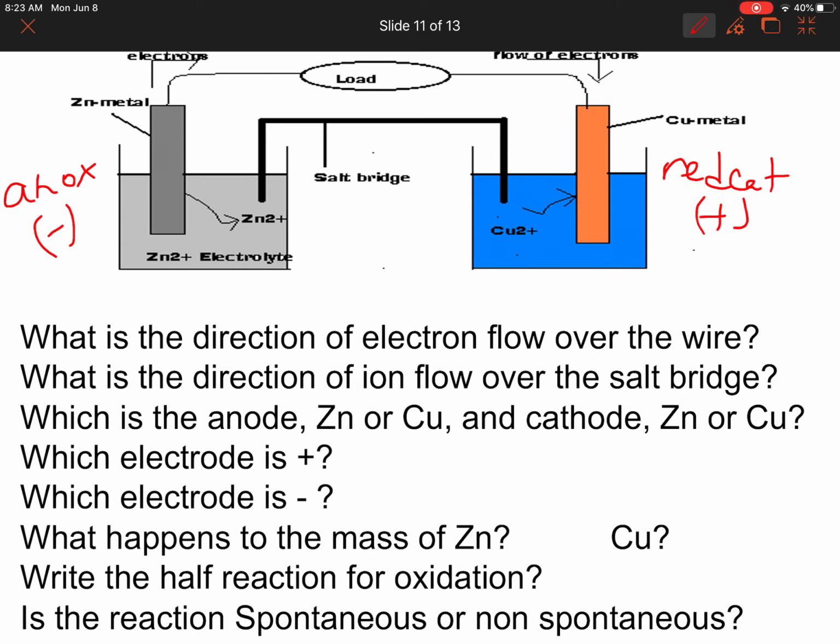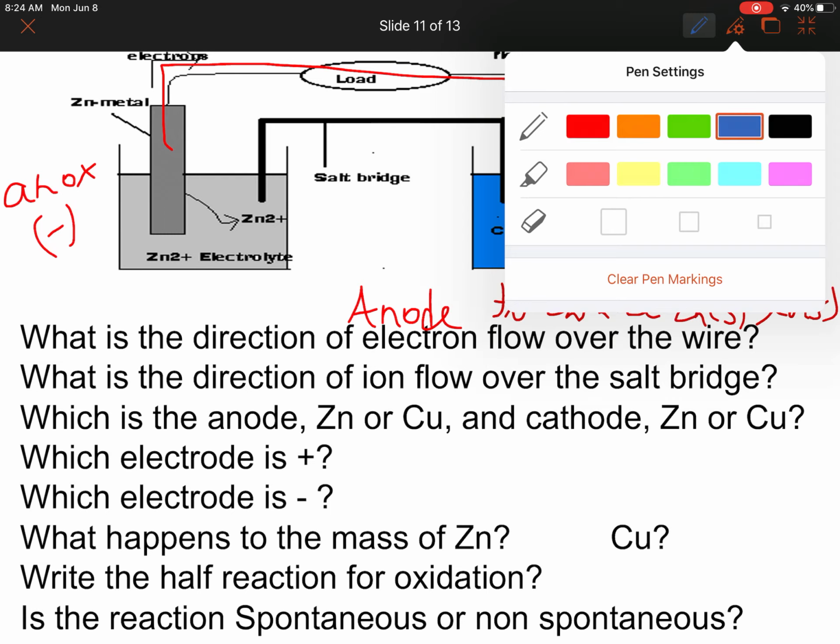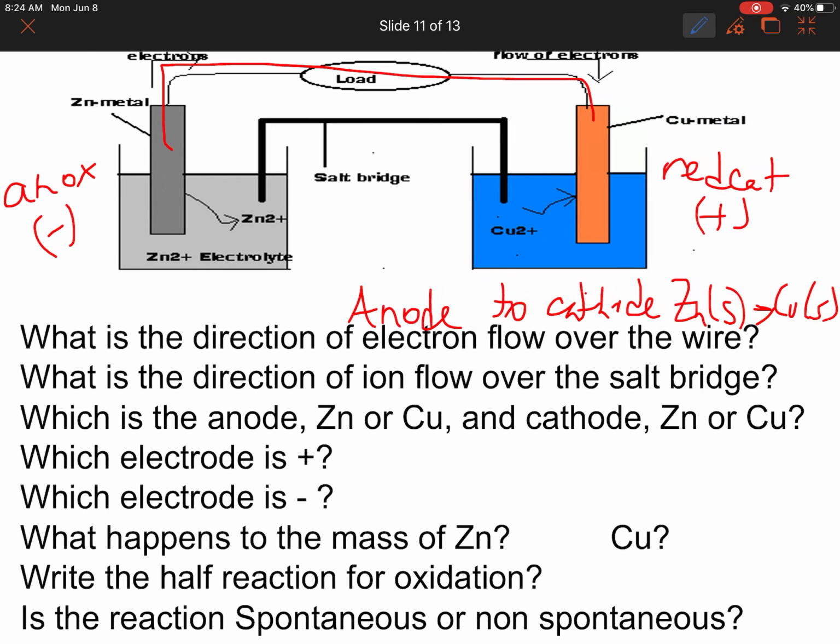What is the direction of electron flow in the wire? Well, electrons flow from anode to cathode. So you can say either anode to cathode, or you can simply say Zn solid to Cu solid. It goes over the wire, guys. What is the direction of ion flow? Well, what do we always say? Ions flow one way or both ways? Ions flow both directions. So they go both ways.